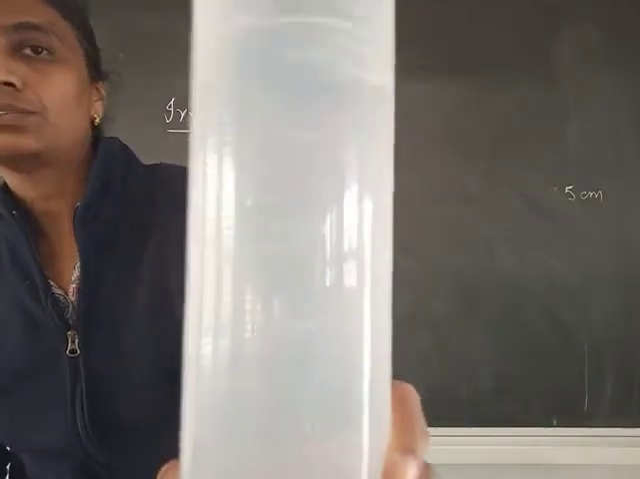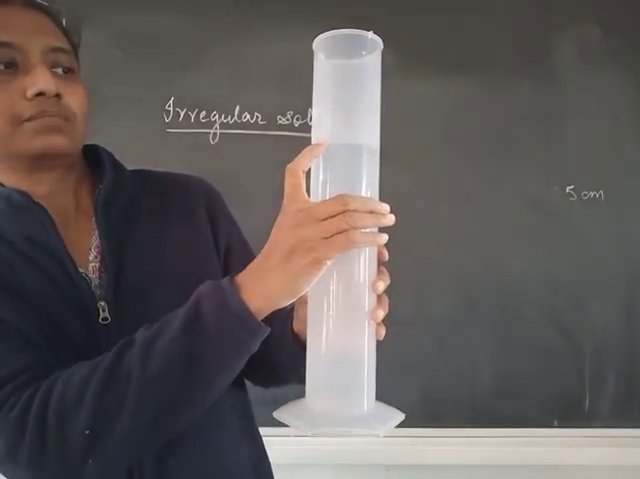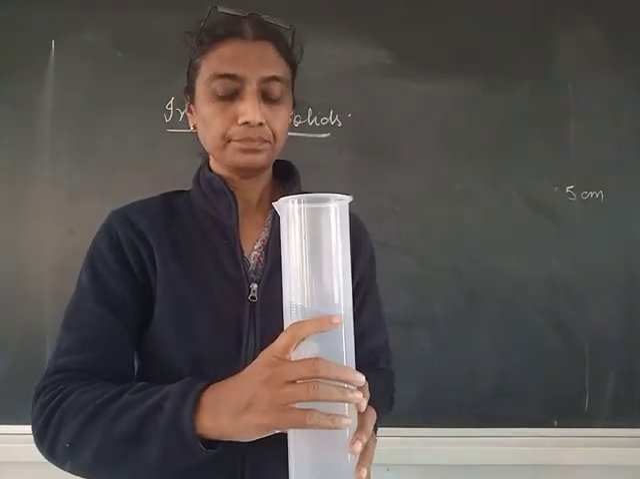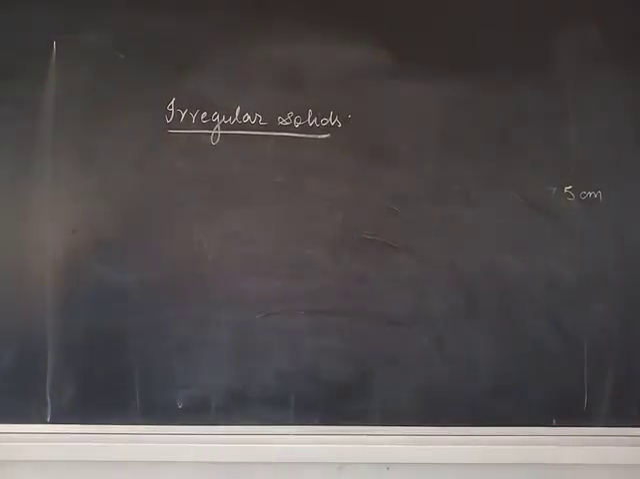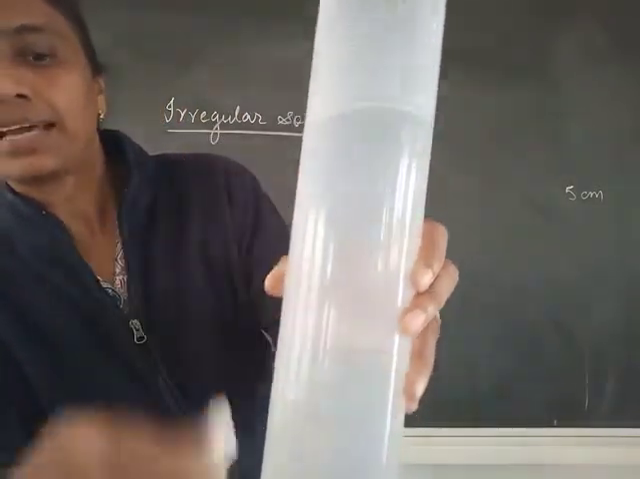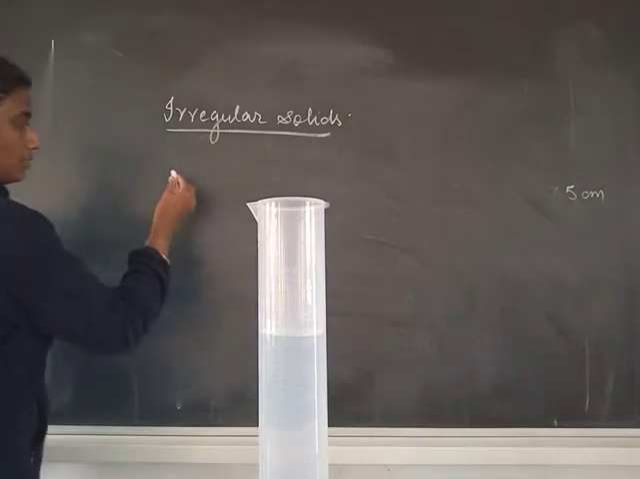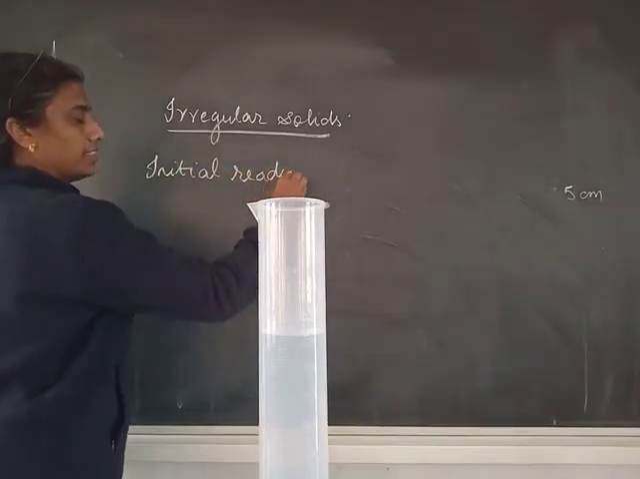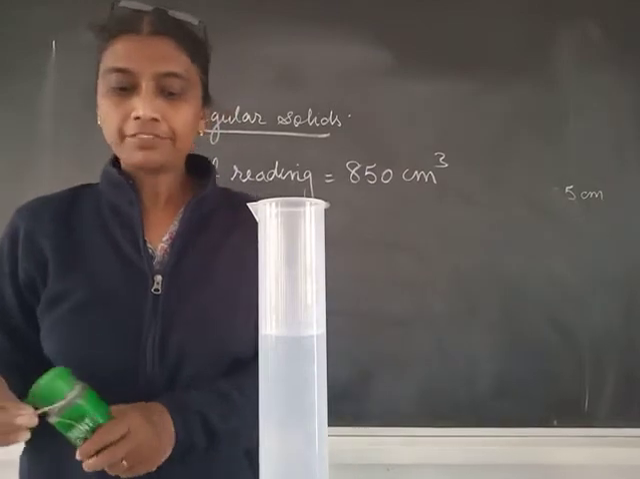There are graduations. I don't know whether you're able to see. I have taken water till 850 centimeter cubed. So the initial volume, I have taken water in the cylinder till 850 centimeter cubed. So I note that down. Initial reading is 850 centimeter cubed.